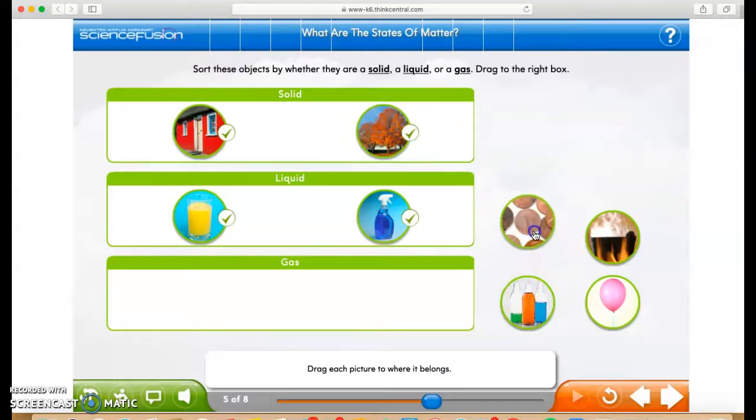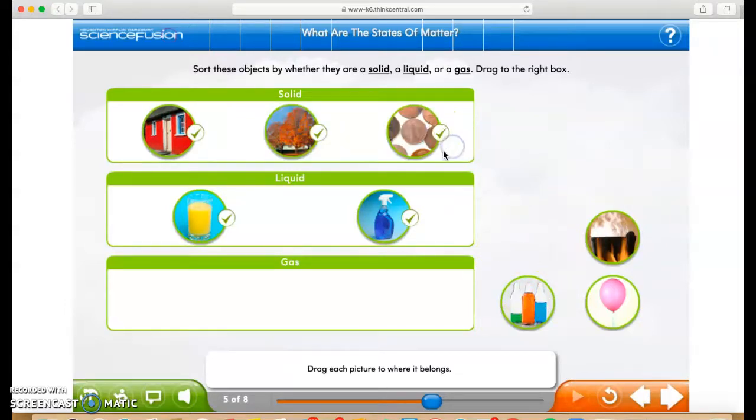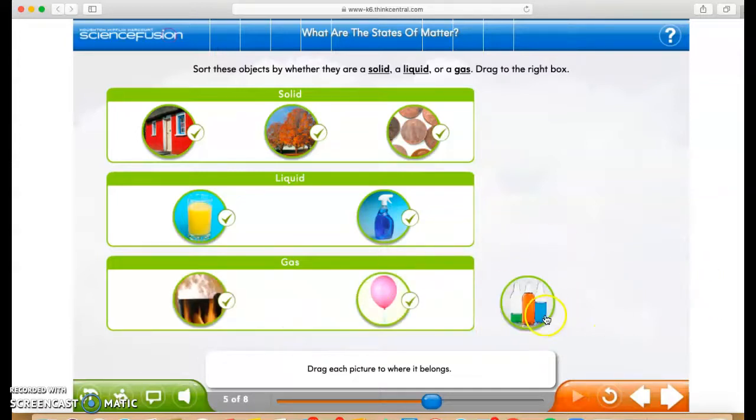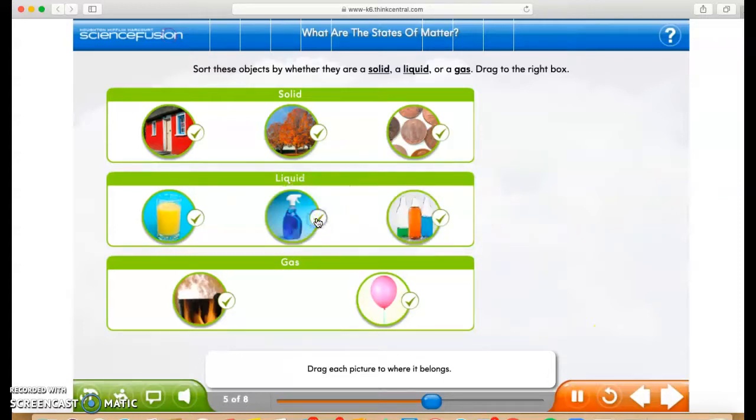A penny. That's a solid. You see the steam coming out of the water that's boiling? That's showing you the gas. You see that you can't see the air inside the balloon, but you can see that the balloon is filled with it because it's holding that shape. And what are these guys? More liquids, taking the shape of their container.